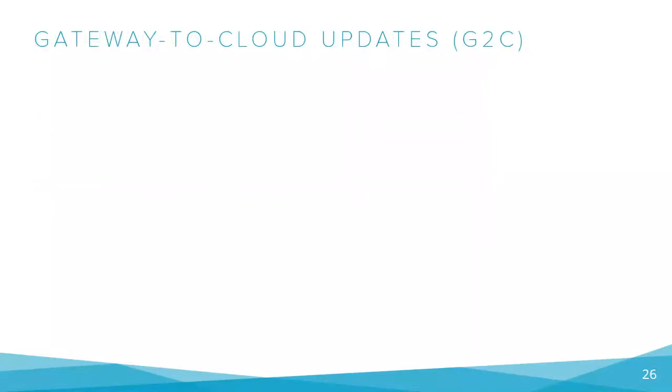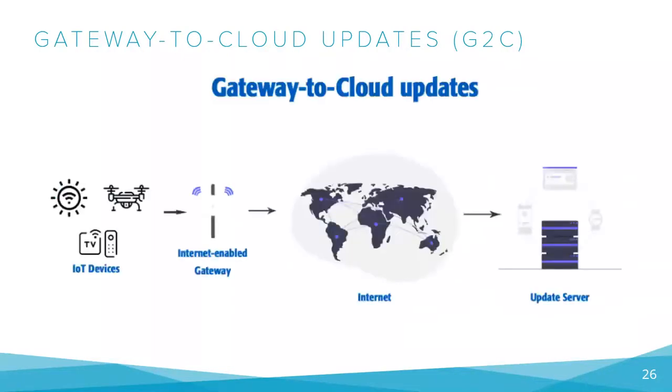The next method is gateway to cloud update, which is G2C. Here, a system featuring an internet connected gateway, for instance a telematics system, manages a set of local devices and receives updates from a remote cloud-based server. These updates include new versions of installed software applications or firmware, the app's host environment, and or the gateway device firmware. So in this case, the connected devices are actually not updated, rather the gateway itself is updated.